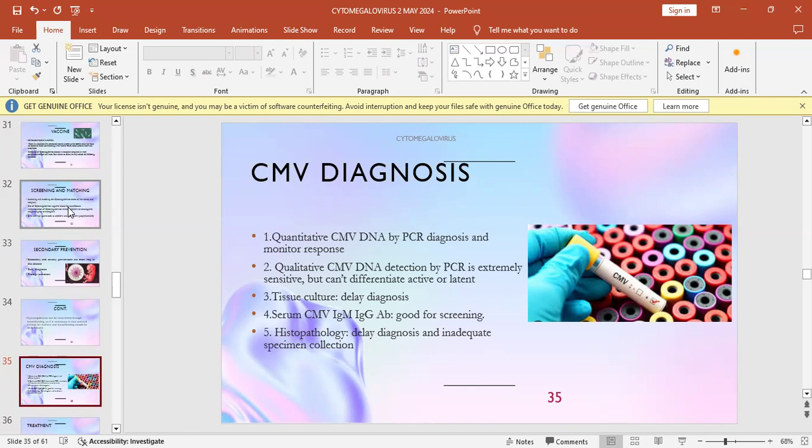Tissue culture. Serum cytomegalovirus IgG and IgM antibodies are good for screening. Histopathology involves delayed diagnosis and inadequate specimen collection.